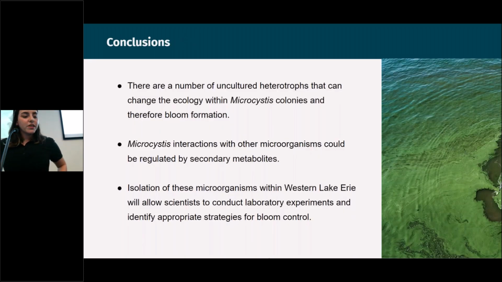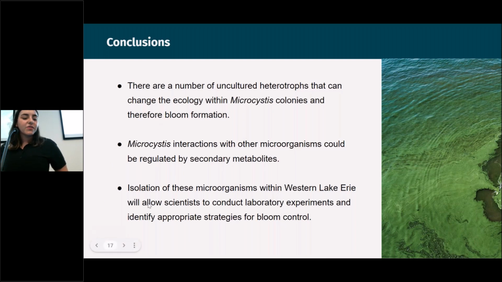So conclusions on this project is that there is a number of uncultured heterotrophs that can change the ecology within Microcystis colonies and therefore bloom formation. So these organisms can have a relationship in how fast or how strongly Microcystis can aggregate, and possibly how it also produces toxins, which is a particular interest in the Great Lakes.